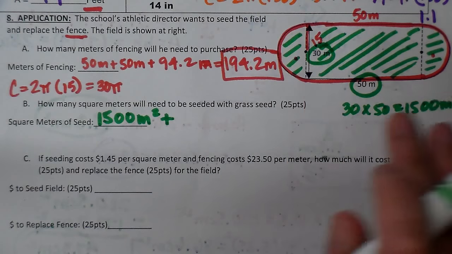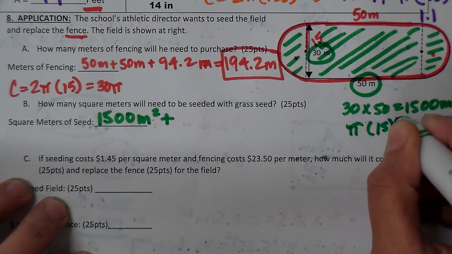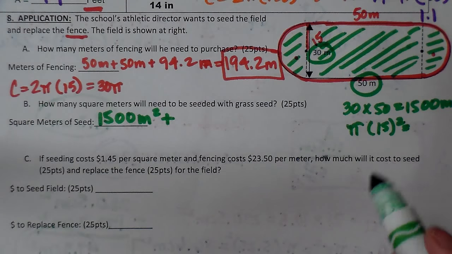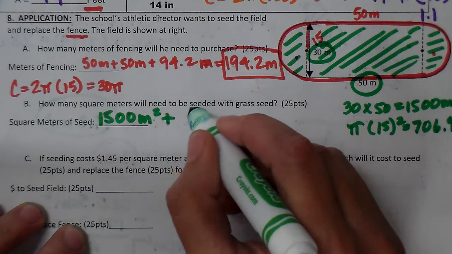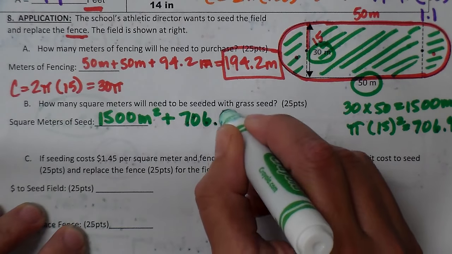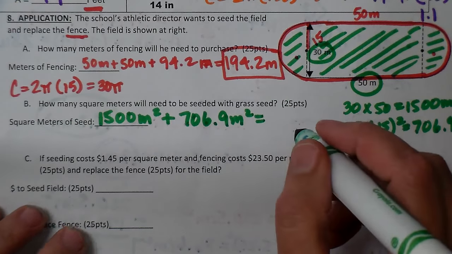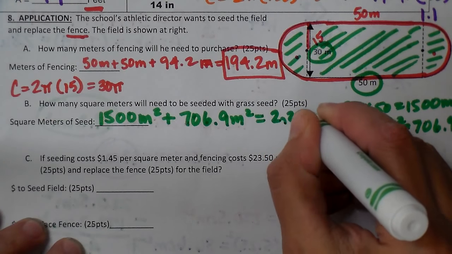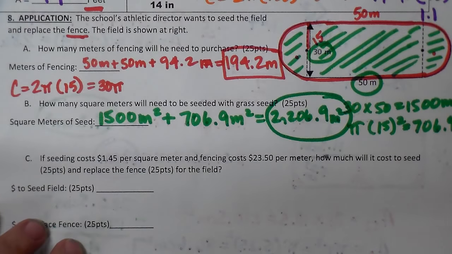Plus, I'm going to need seeding for that one big circle. So I'm going to need pi times 15 squared. So if I do 15 squared times pi, I get 706.9 square meters. So altogether, if I add the circular seed area in this, I'm going to end up needing about 2,206.9 square meters of grass seed.